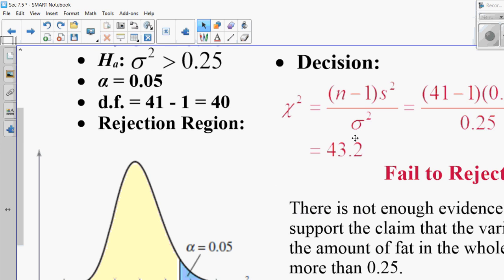So you can see the reject, the fail to reject, the H sub O, the H sub A, all of that, the sentence is very similar to our z-test and our t-test and our p-test. The difference with the chi-squared test is we have to get our chi-squared value from this formula and our critical value from our chart to determine whether or not we reject or fail to reject.